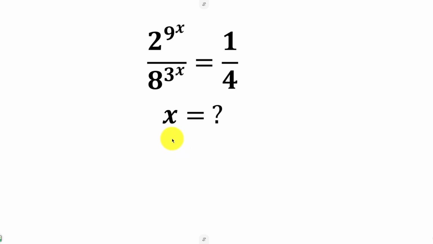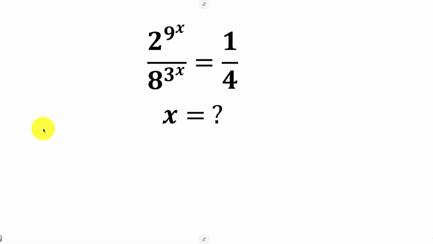Now let's solve this interesting question that says: find the values of x given that 2 to the 9 raised to the x, all over 8 to the 3 raised to the x, is equal to 1 all over 4. Well, our first step will be for us to write everything in the base of 2.